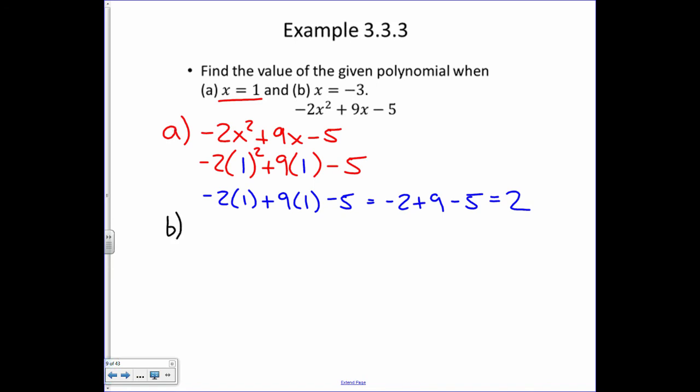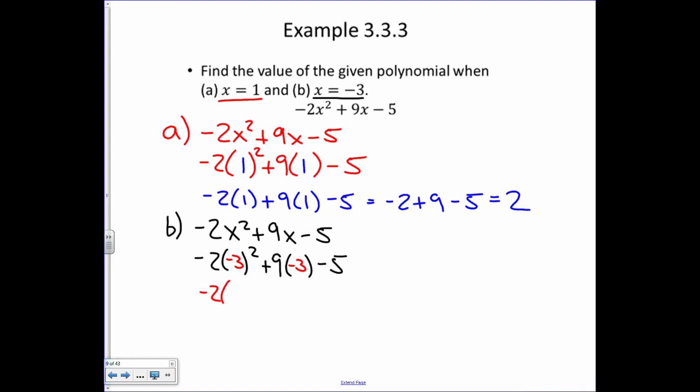For part B, we want to do the same thing, except now x is equal to negative 3. And so we're just going to remove x and replace it with parentheses. And then we're going to plug in negative 3. Once again, remember the order of operations. Negative 3 squared is positive 9.